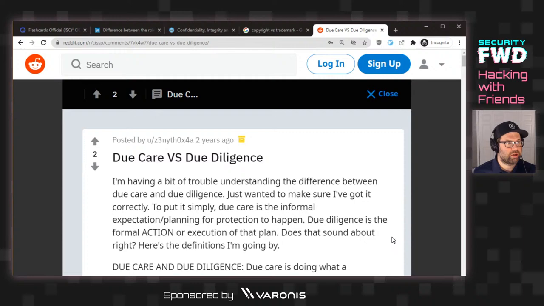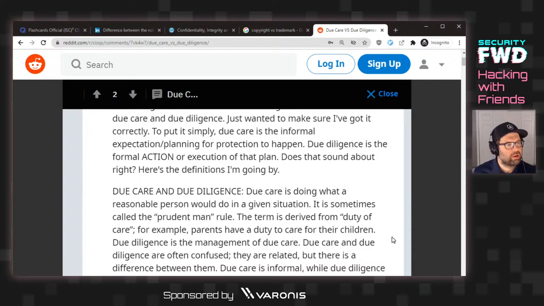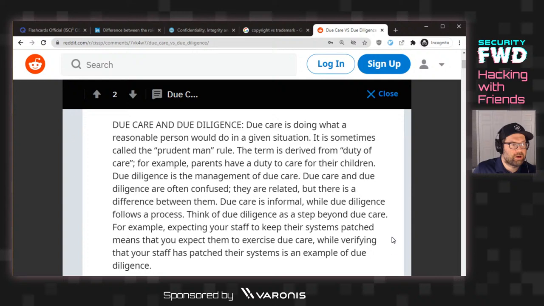So, all right, due care versus due diligence. Due care is doing what a reasonable person would do. Parents have a duty to care for their children. All right. Due diligence is the management of due care. I was talking about which one is the bigger concept. All right. So due care is kind of an aspect of due diligence, which makes sense. Due care and due diligence are often confused and related. Due care is informal while due diligence follows a process.